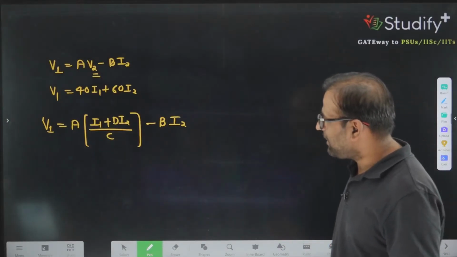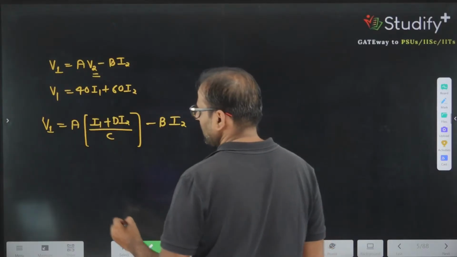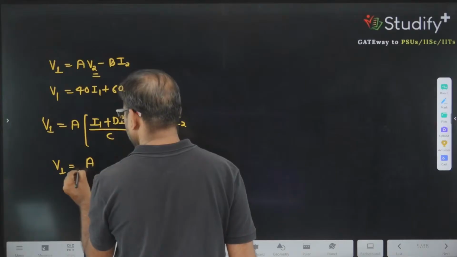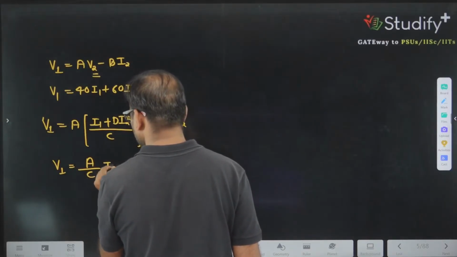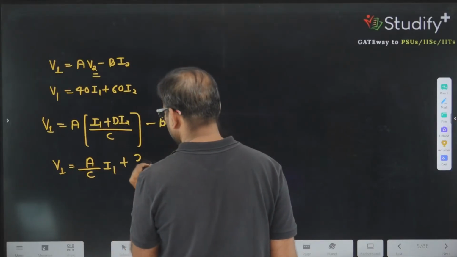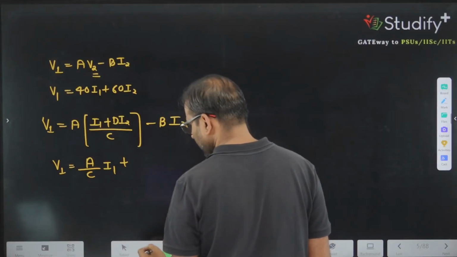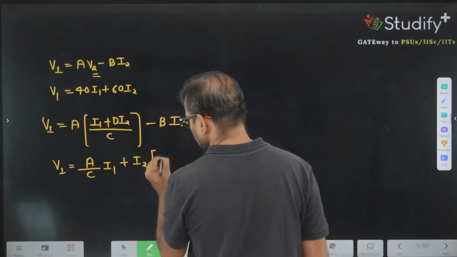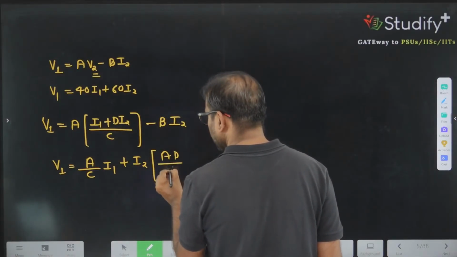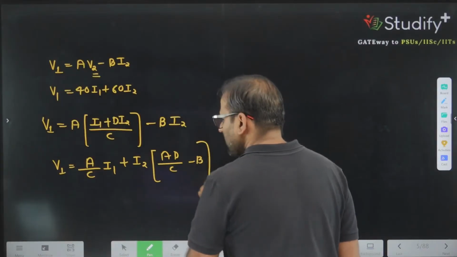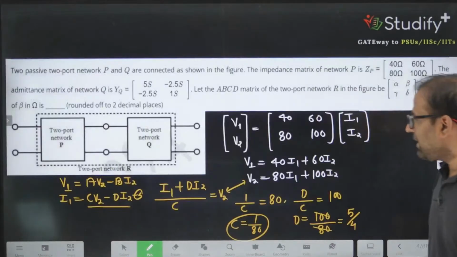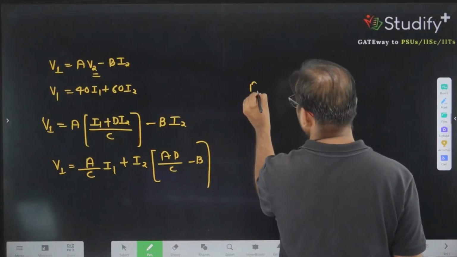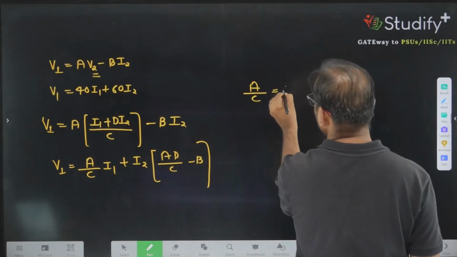Whole function is available in A by C times of I1 plus D by, if I take I2 as a common, this is AD minus C minus B. Now what is given? A by C is 40. A by C is 40.